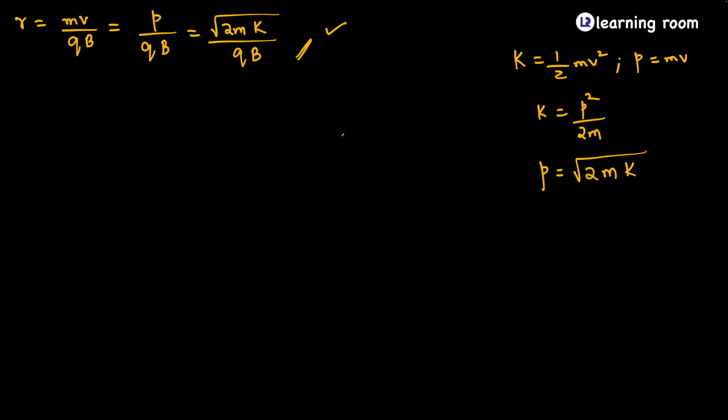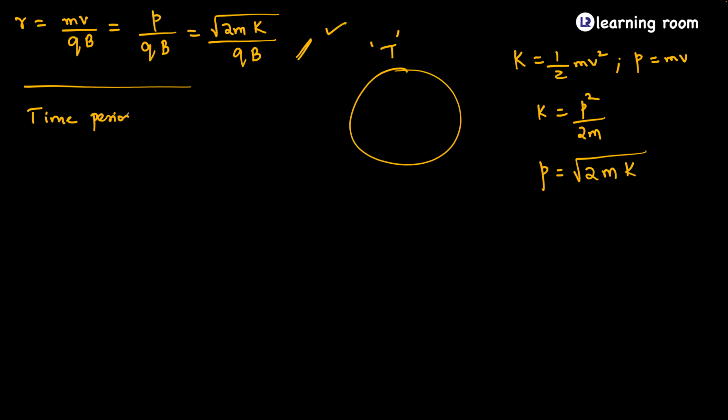Now the next question is, we know that the particle is going to revolve in a circular path. So it takes some time for the particle to complete the circular path. Right? What do you call the time as? Time period. Right? So if I put a question of what is going to be the time period of revolution, what will the answer be?